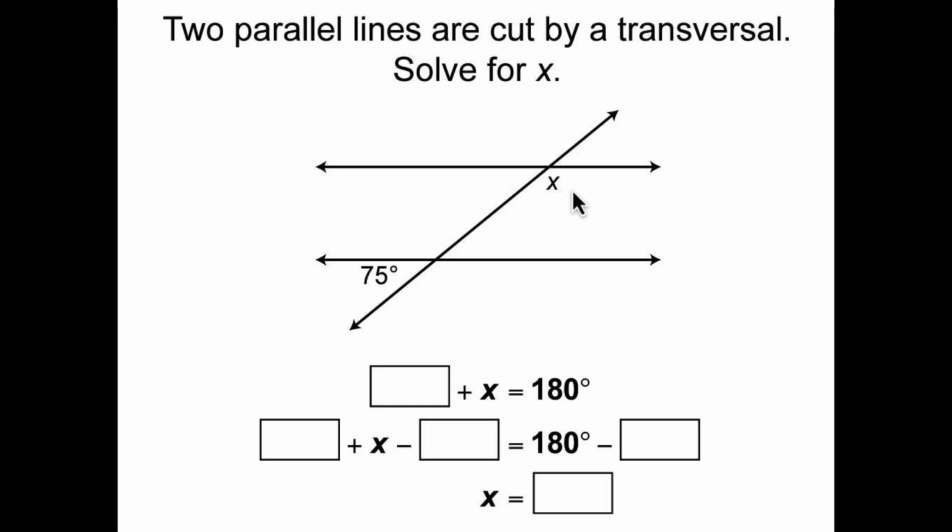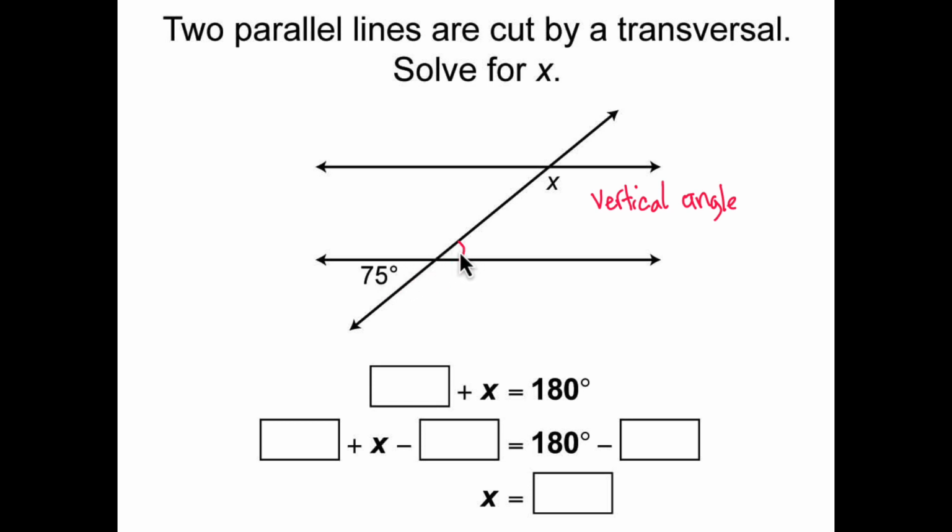Two parallel lines are cut by a transversal. There are two angles labeled, and one of them is x. To solve for x, use the properties of parallel lines cut by a transversal. The first place to start is with this angle. This angle is vertical to this angle.